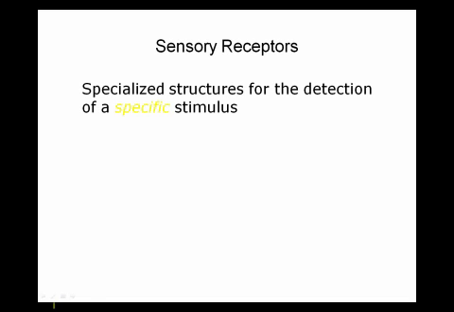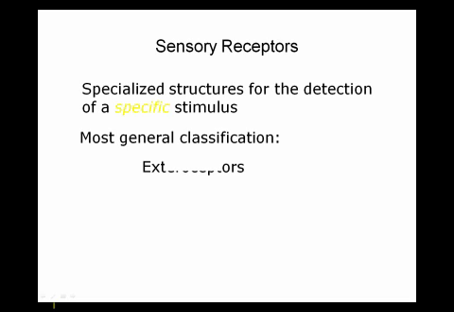Sensory receptors are specialized structures that detect a specific stimulus, a specific change either in our environment or that stimulus can arise from inside our body. So this is the basis for the first most general classification of sensory receptors. An exteroceptor detects a change, some stimulus outside the body. An interoceptor detects a stimulus from inside the body.